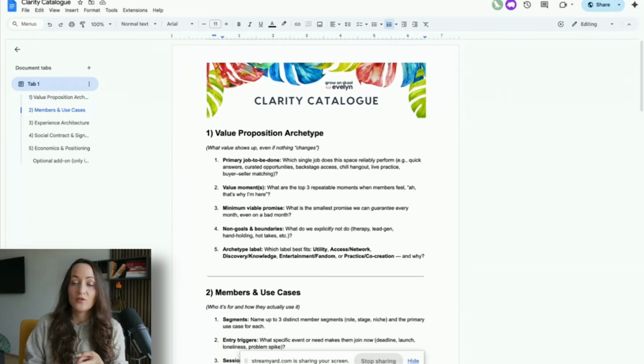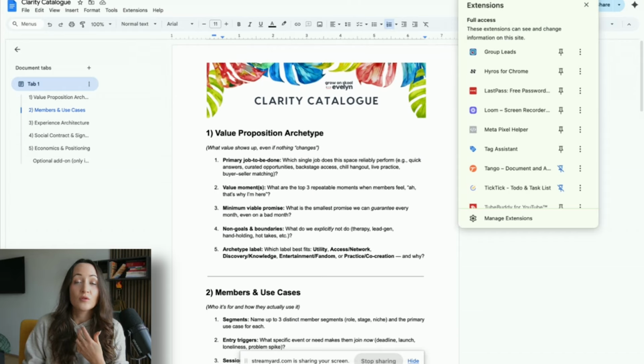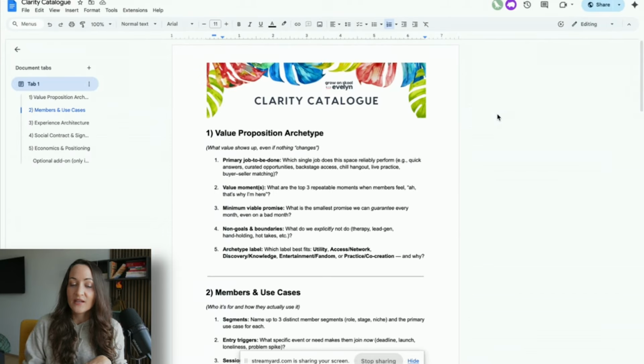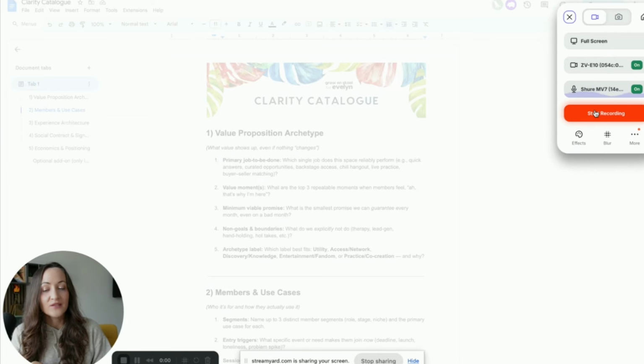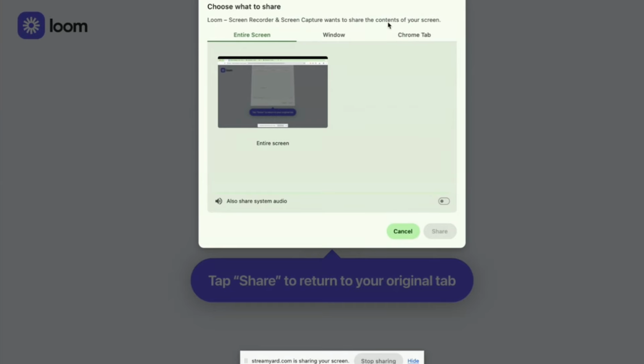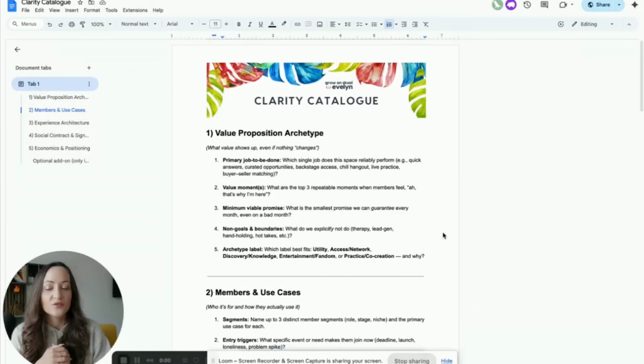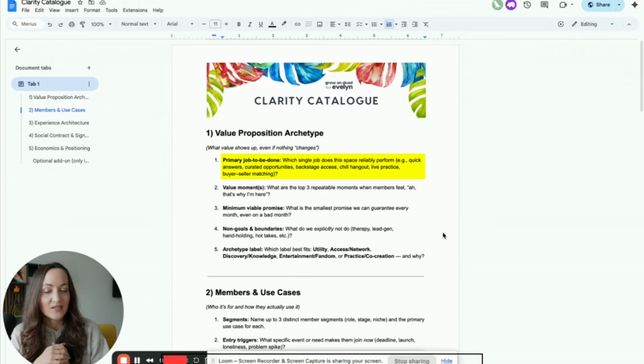And what I really want you to do is come in here, download Loom, which is a screen recording app. You can go with the free version, record up to 5-minute chunks, and then just click here and record yourself as you're reading through these questions and answer them as much as possible, just shooting from the hip. Okay, so I'm just gonna rush through this really fast to show, okay, primary job to be done. Which single job does this space reliably perform? Quick answers, curated opportunity, backstage access, chill and hangout, live practice, buyer-seller matching.